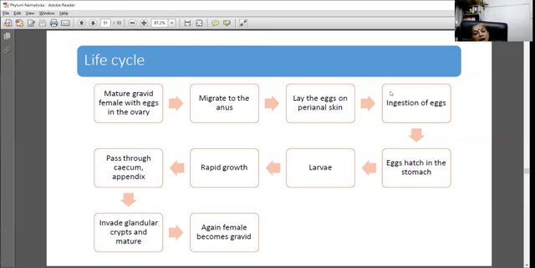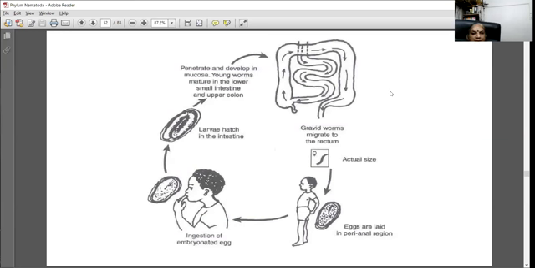So thus, gravid worms migrate to the rectum and the eggs are laid in the perianal region. On ingestion of the embryonated egg, larvae hatch in the intestine, penetrate and develop in the mucosa. Young worms mature in the lower small intestine and in the upper colon. The same thing here: you can see the larvae hatching in the small intestine, and see how the pinworm looks. You can see the posterior end is pointed, therefore the name pinworm.